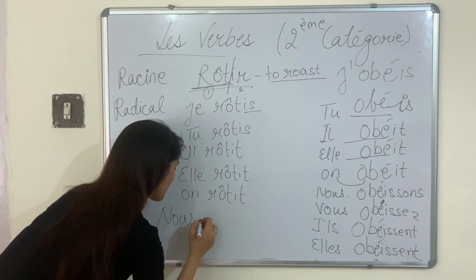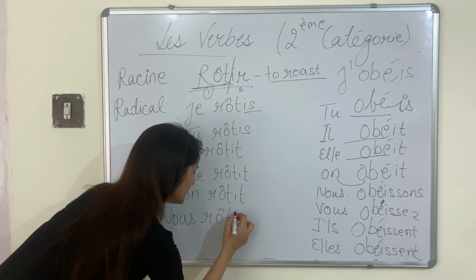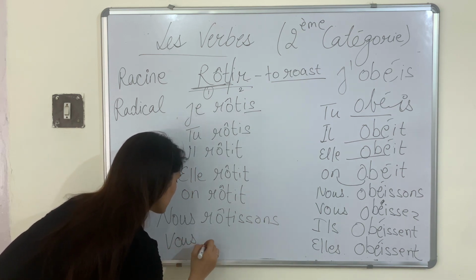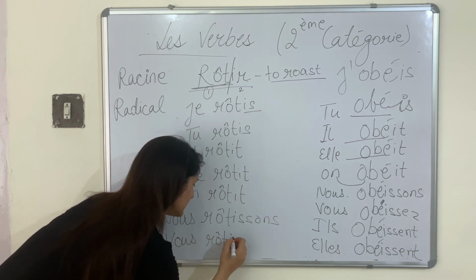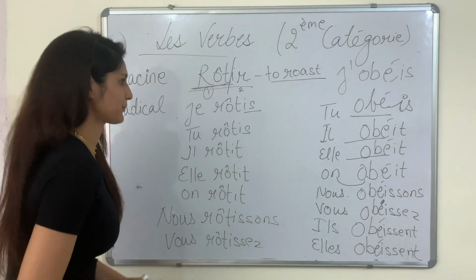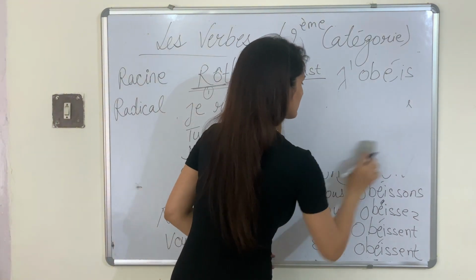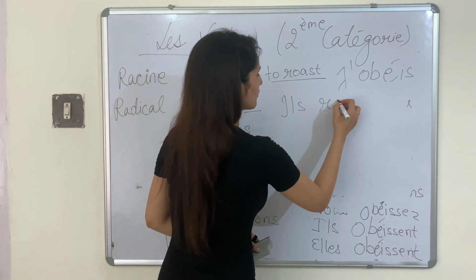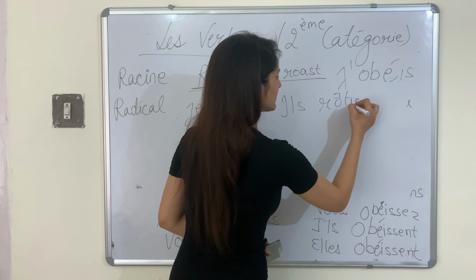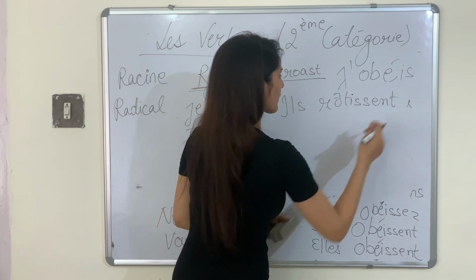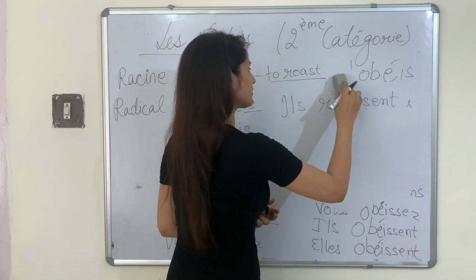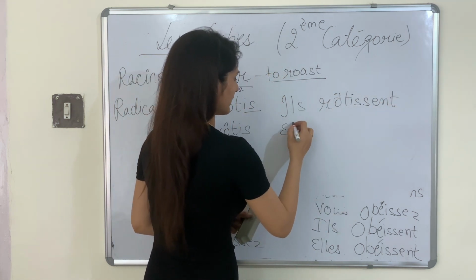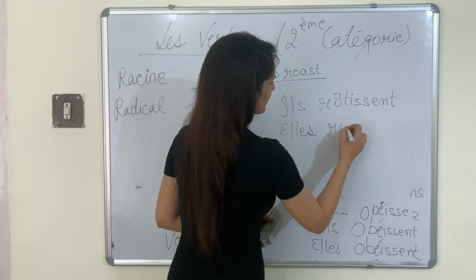nous rôtissons, vous rôtissez. Now with the ils pluriel, rôtissent. I'll clean this. This will look good. And with elles also, rôtissent.